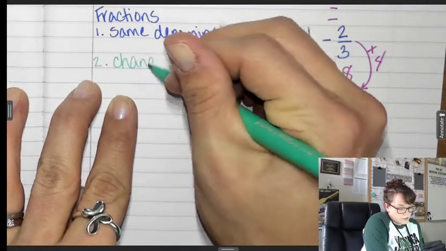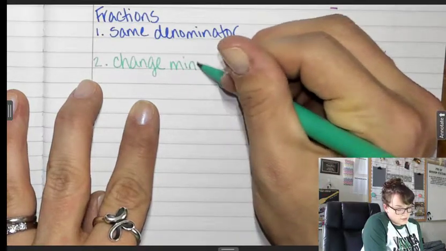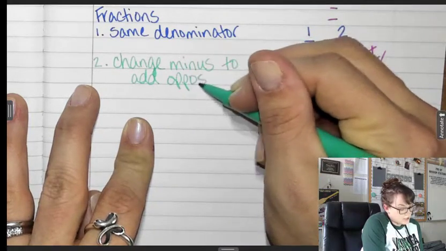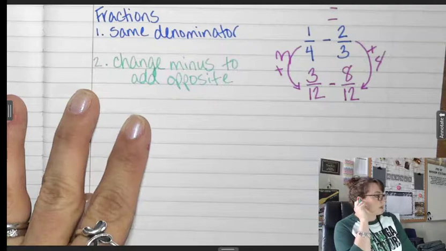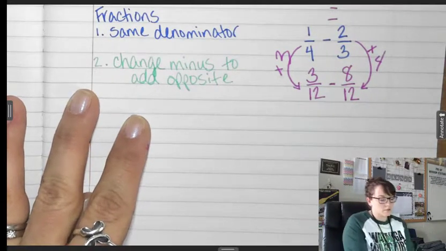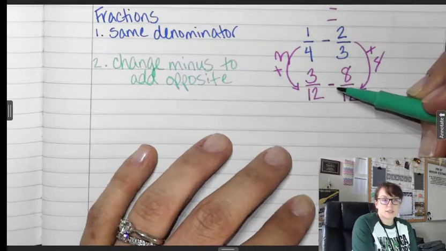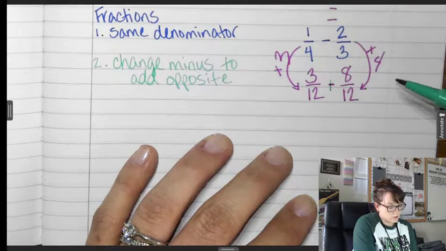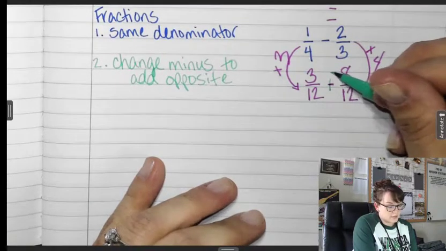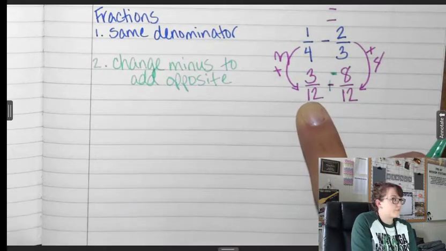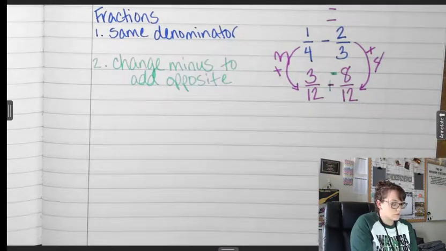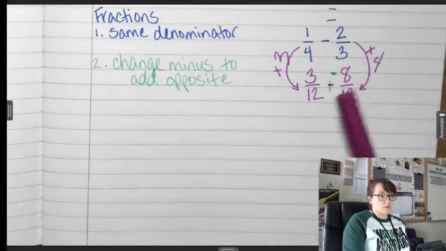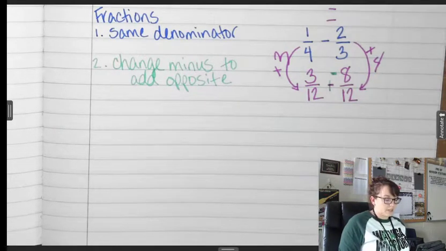Step 2. Change subtract, change minus, to add the opposite, or keep, change, change, bang, bang, bam, bam, whatever you want to call it. So this is no longer minus. What is it? Add. And then what do I do? 8/12 turns into negative. Never change the first fraction. So now we have keep, change, change.